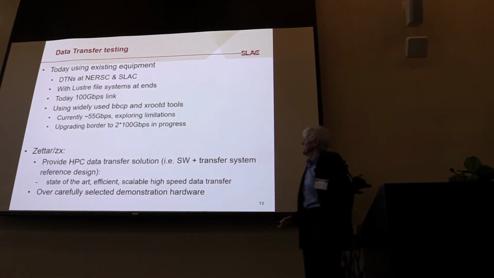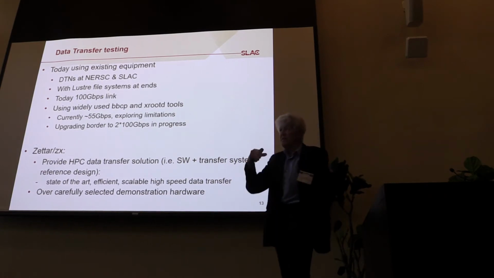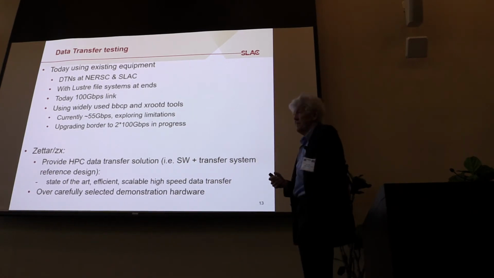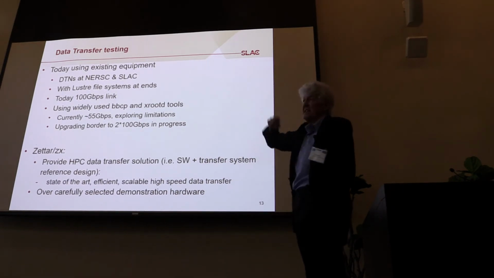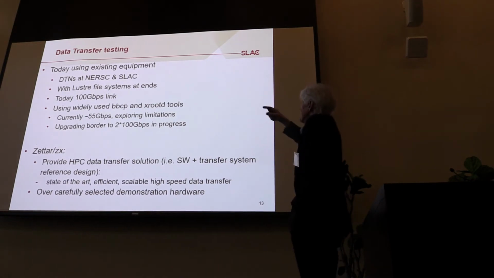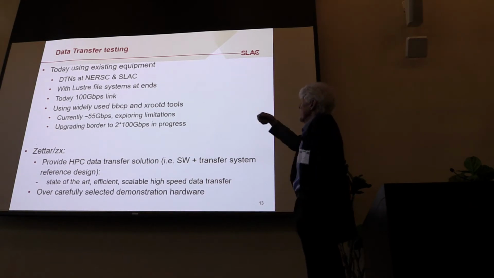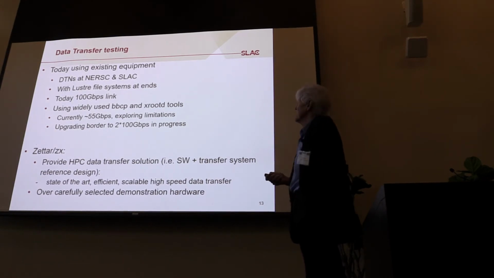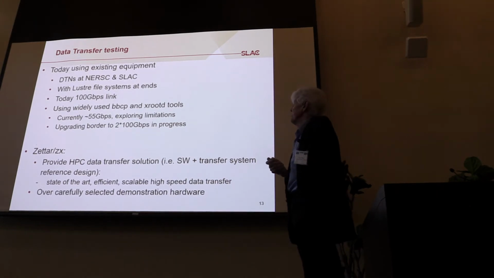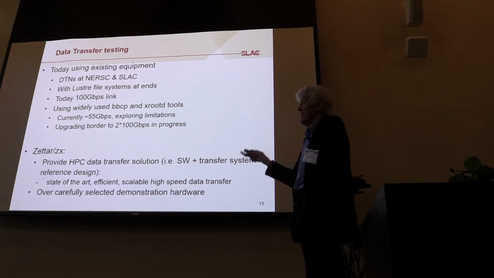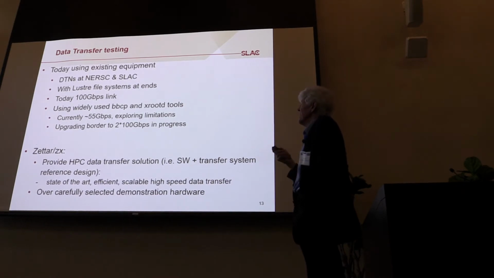So data transfer requirements. Today, using existing equipment, we have some DTNs, data transfer nodes, which are at NERSC and at SLAC, and there's Lustre file systems at both ends. And currently we have a 100 gigabit per second link between the two sites. By the end of this month, or actually probably by the end of March, we'll have 200 gigabits.